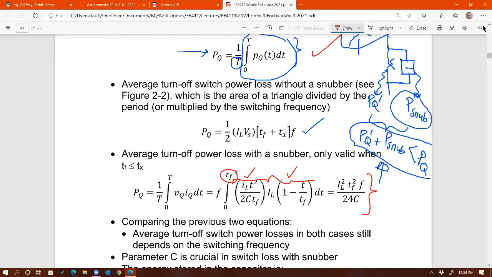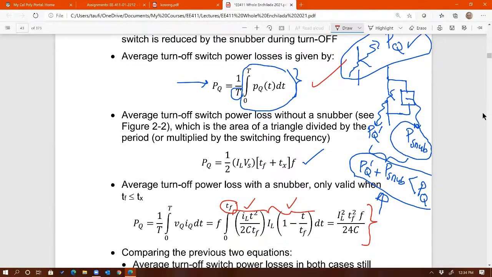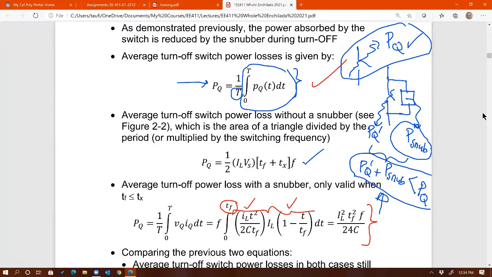I had a quick question. Go ahead. Does this only apply when I and V are changing linearly? Yes, this derivation only works if the two are linear. If not, then you have to change the function. So it depends on what function you have for VQ, what function you have for IQ during the transition. So in this example, both of them are linear equations as we derived last week.